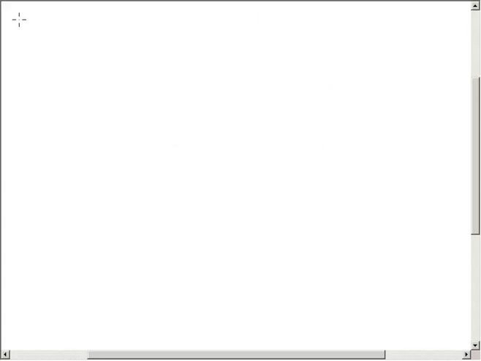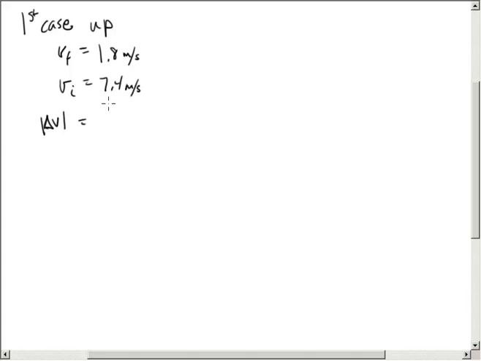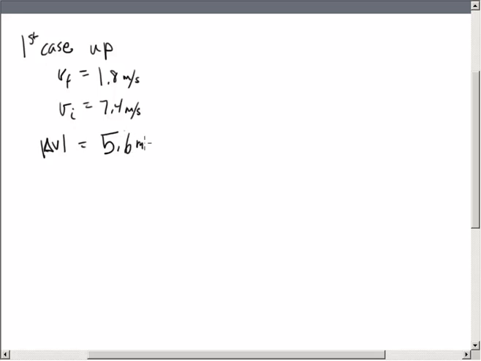In our first case, where we're dealing with the object being thrown up, our final velocity was equal to 1.8 meters per second. Our initial velocity was equal to 7.4 meters per second. So the magnitude of the change in velocity will be equal to 5.6 meters per second.